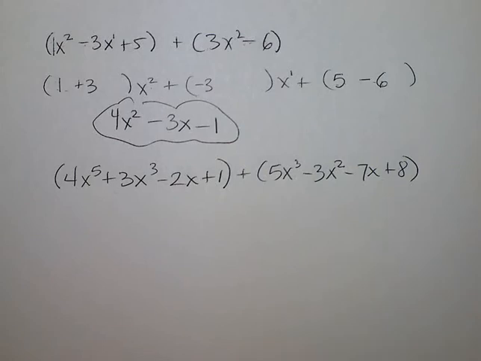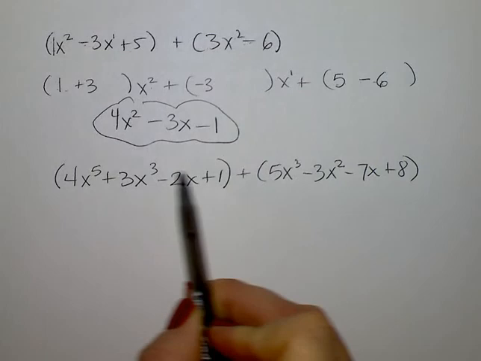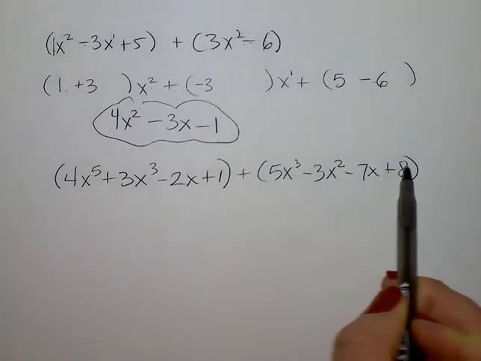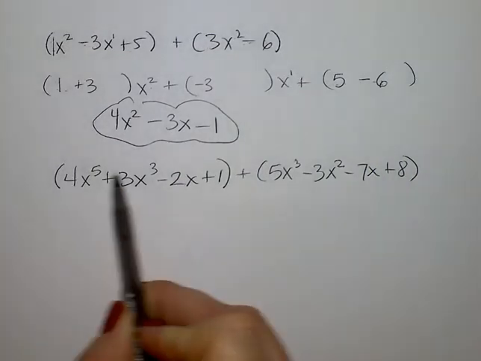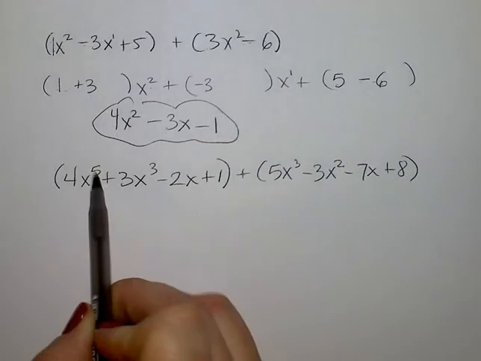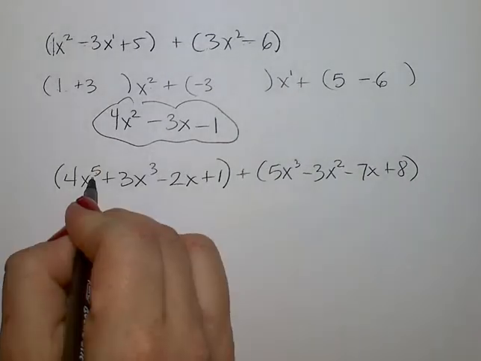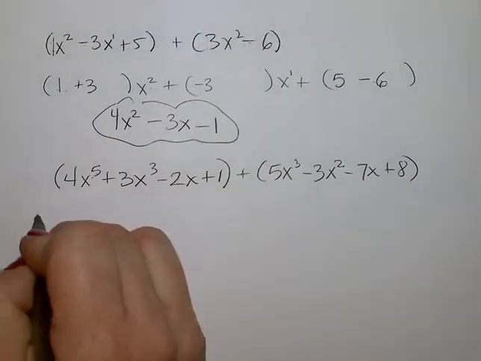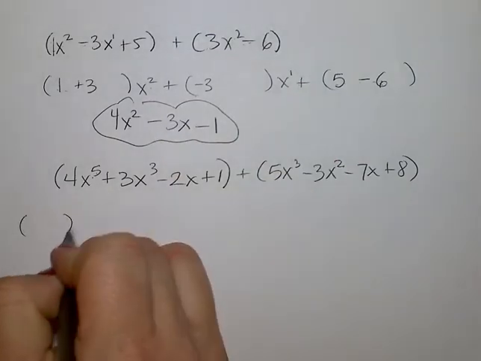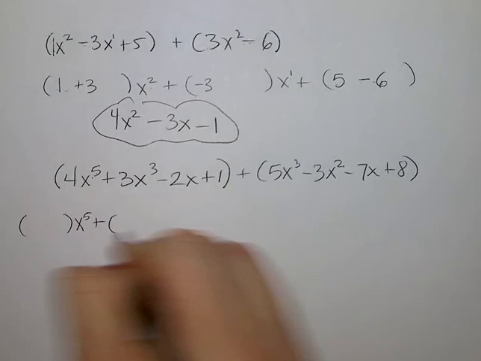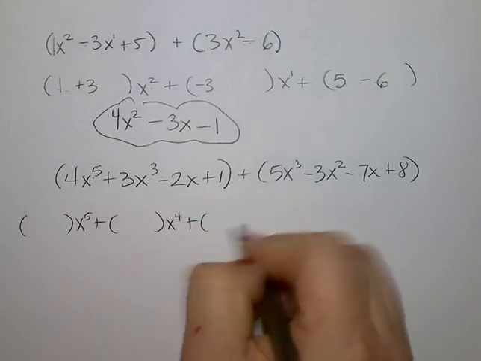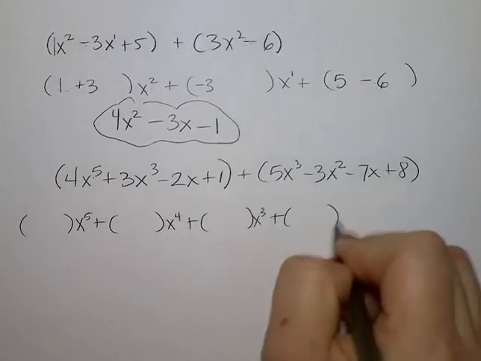The highest exponent we see on a variable in this expression, which is referred to as the degree, is a 5. So I need to count from 5 all the way down to the constant. So here we go. Parentheses x to the 5th, parentheses x to the 4th, and so on.